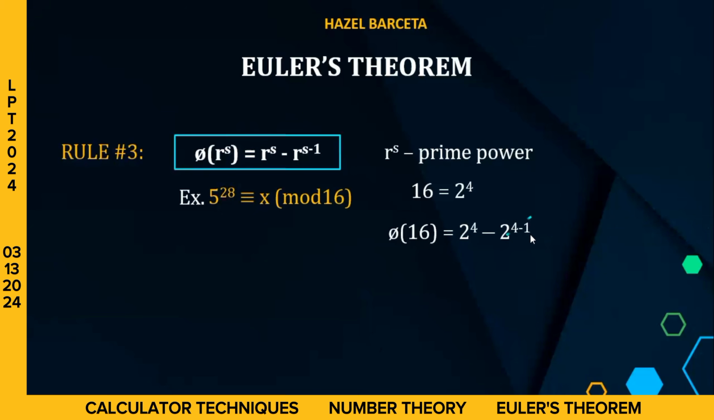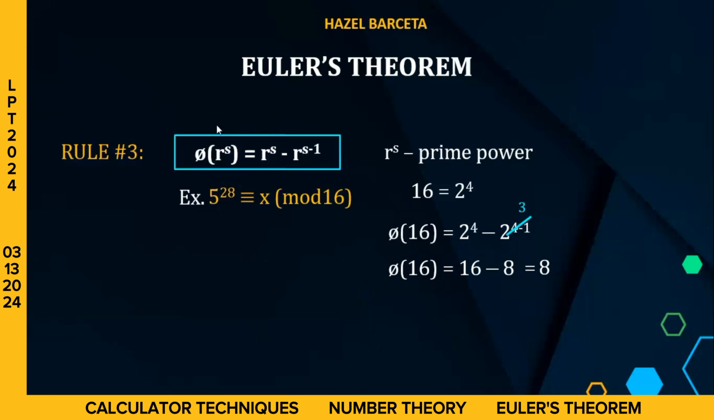4 minus 1 is equal to 3. So, 2 cubed, which is equal to 8. 2 raised to 4 is equal to 16. So, we have totient of 16 is equal to 16 minus 8, which is equal to 8. So, ayan po, totient of 16 is equal to 8. Ayan, nalinaw na po natin na ang R raised to S is factor din po ng N, just like rule number 2. Ayan po. So, we are done with our rules.